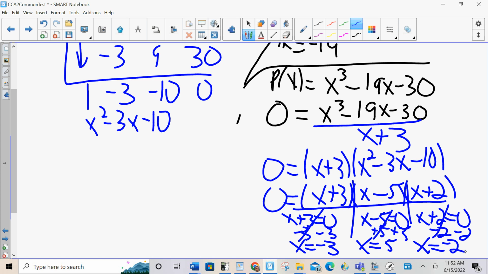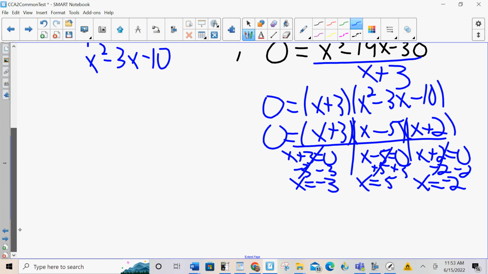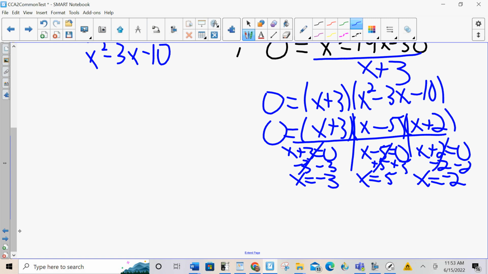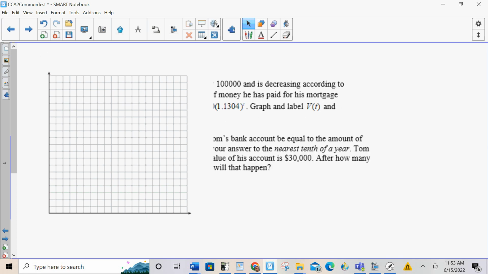So I had to substitute negative 3, 0 in for x and p of x to solve for k. Once I had that, I had to divide out the factor that they told me using synthetic division. Then I factored further and set everything equal to 0 to find the zeros. Am I done yet? Last question. And it's the commonly asked 6-point question.